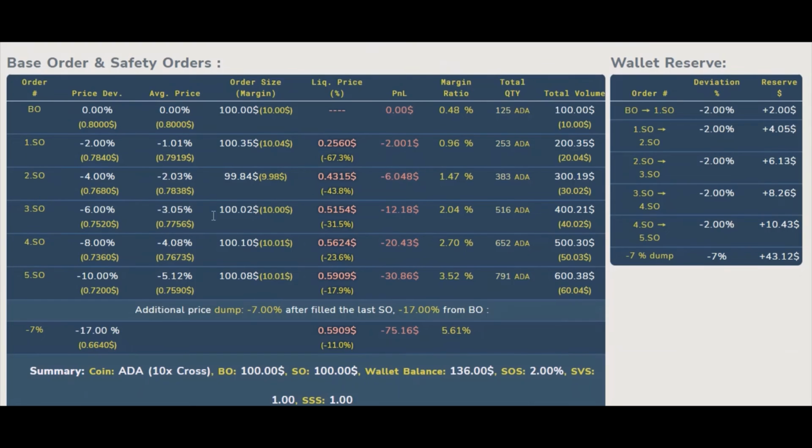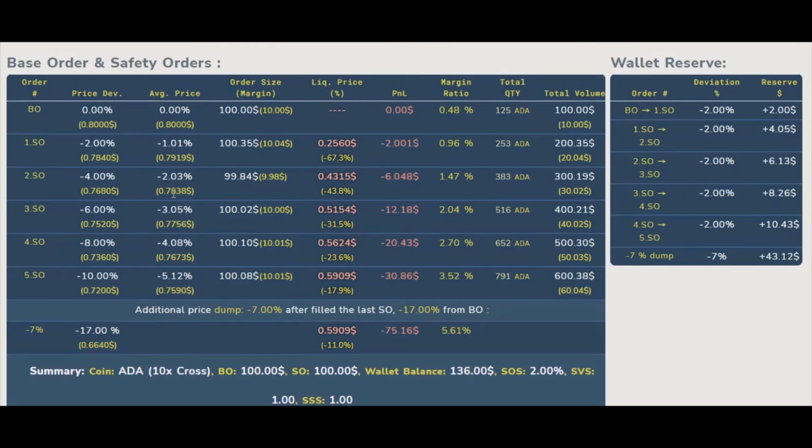And I just keep 136, and we still go down and see how this one is executing. Base order, okay, $100, safety order $100. It keeps on buying as the price goes down. 100, this is also 100, 100. Okay, 5 safety orders and 1 base order. Now you see the liquidation price. When the first safety order is executed, the liquidation price is 0.25. This is the ADA coin price.